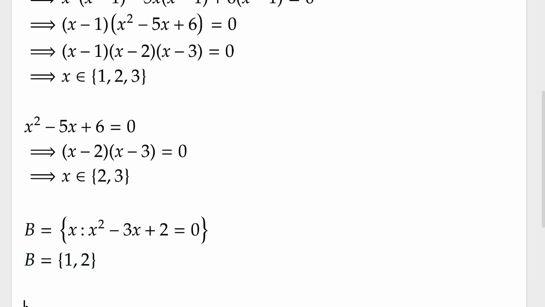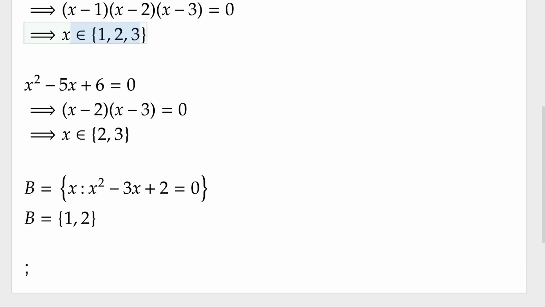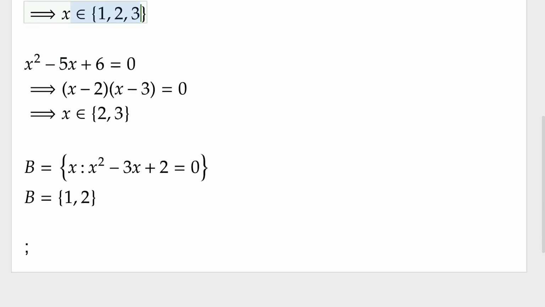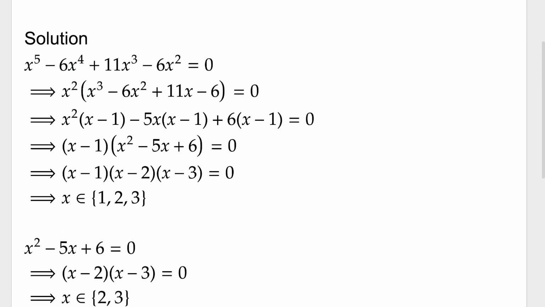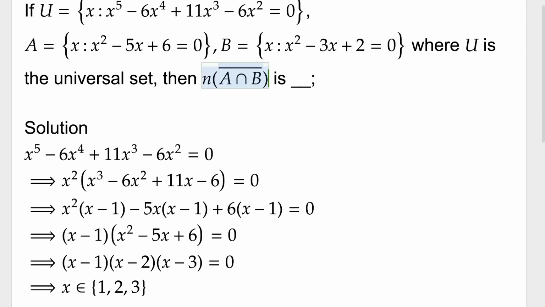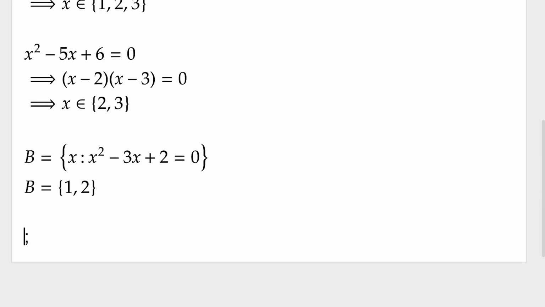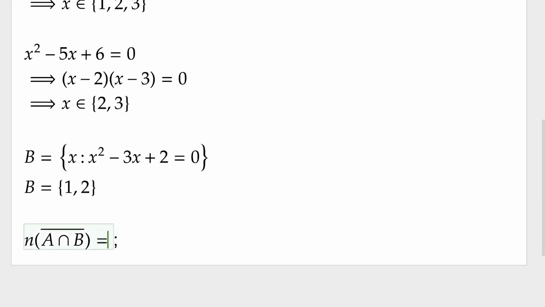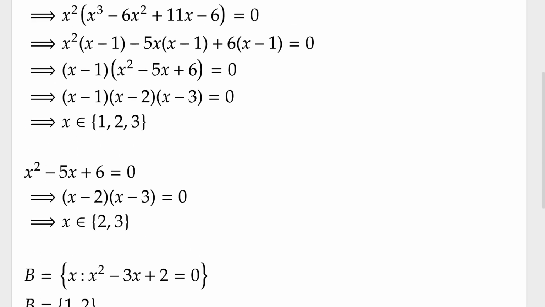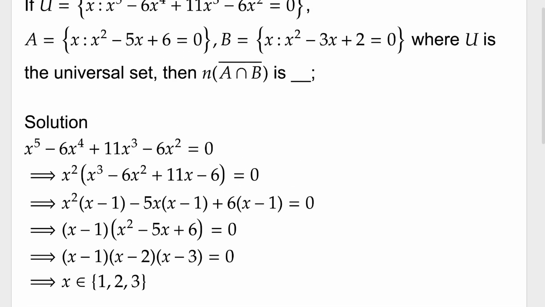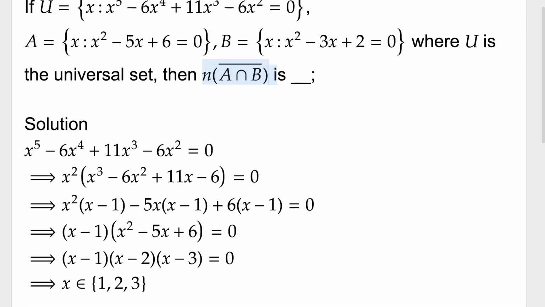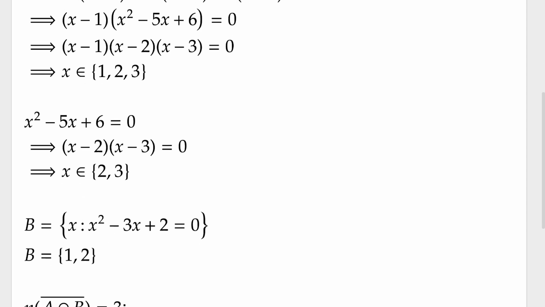Now we have this universal set 1, 2, 3, and the set A, that is 2 and 3, and set B we have here 1, 2, right? Now the number of elements present in (A intersection B) whole complement can be written as the number of elements present in the universal set minus this particular set which is mentioned over here, right? And that is nothing but 3, and hence for this particular problem statement the number of elements present in (A intersection B) whole complement is going to be 3. So here 3 is the answer.